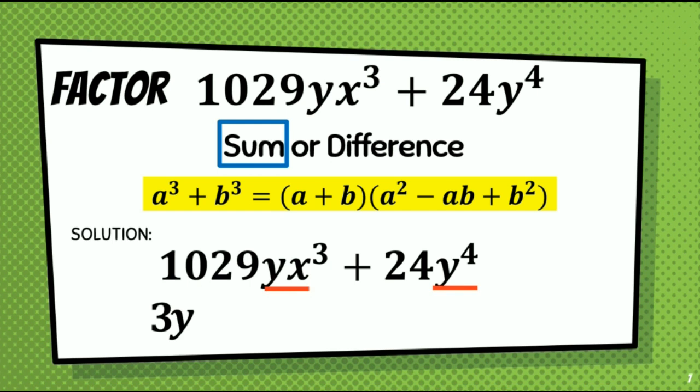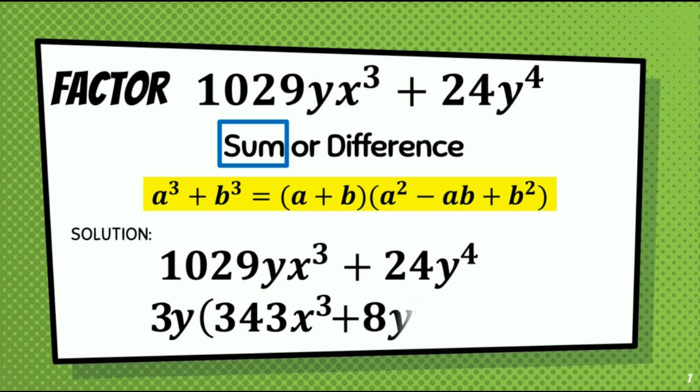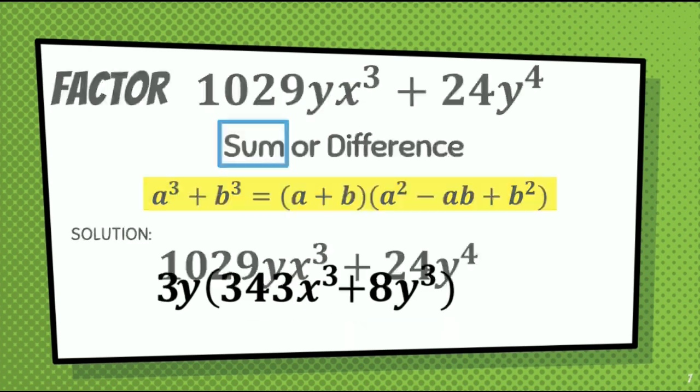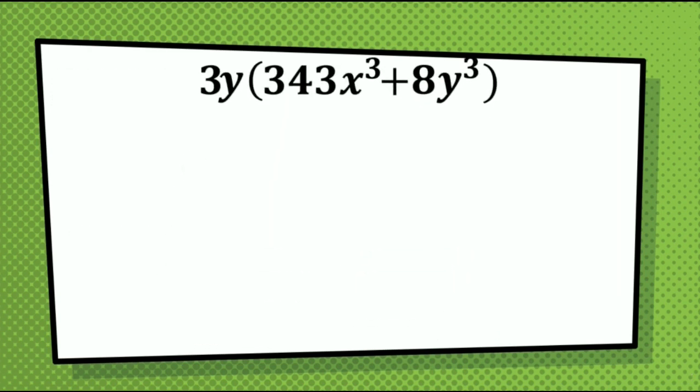And then 1029yx cubed divided by 3y is 343x cubed plus 24y to the 4th power divided by 3y is 8y cubed. Let us now continue to the next slide. Copy the GCF and let us have the binomial factor first.